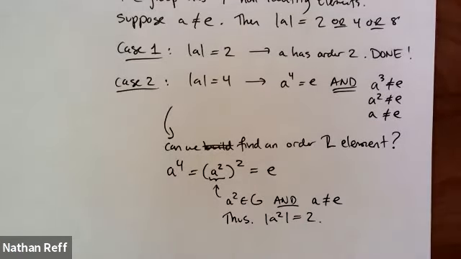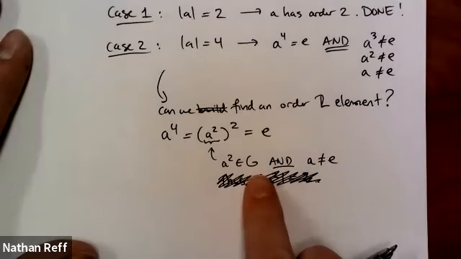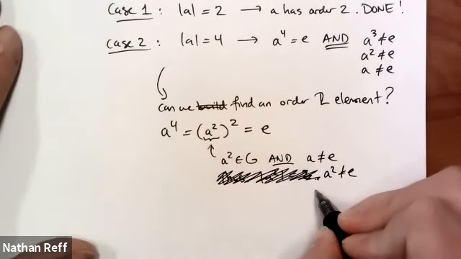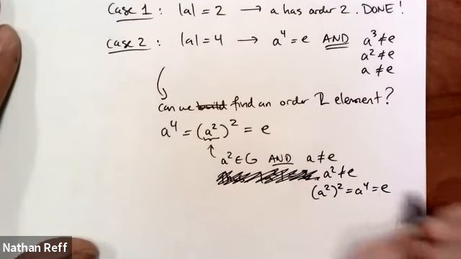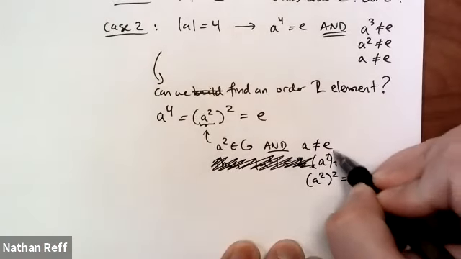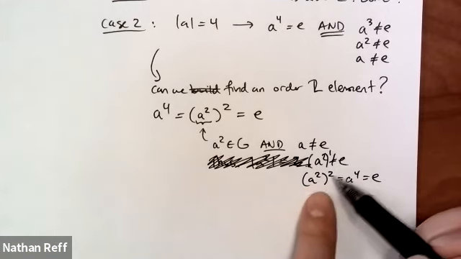Because remember, you could just call it B, as long as you know that its square is E. Do you guys kind of see this? Oh, okay, you know what? Let me expand on this. A squared is in the group. A is not E. A squared is not E. But now if I square it, which is A to the 4th, this is E. You guys see that? Maybe I should put parentheses here. So this is to the 1st power, right? So A squared to the 1st power is not E, but A squared squared is E.